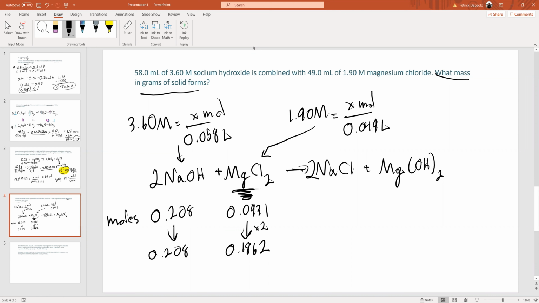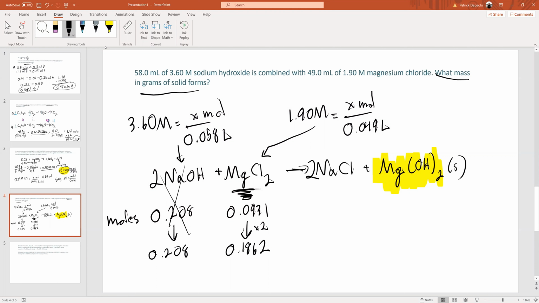But the question is, how many grams of the solid is formed? So the solid, by our solubility rules, would be Mg(OH)2. Now, NaCl is soluble because everything that has an Na cation, along with most of the group 1A cations, is soluble. But magnesium hydroxide is very weakly soluble, if at all. So this is most likely our solid. So we can write solid there. We want to see how much Mg(OH)2 is produced by the limiting reactant, not by the NaOH. NaOH is not our limiting reactant.